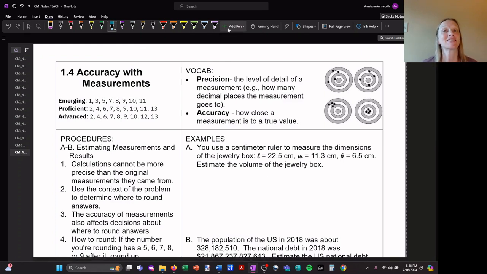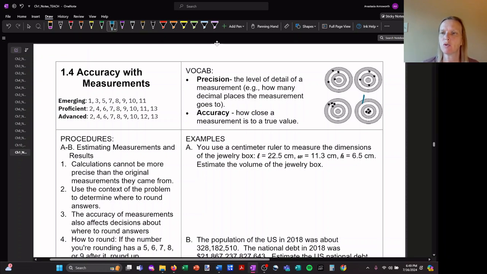Hi, folks. In this next lesson, we're going to focus on accuracy and precision. These two words are often confused by students, but they do have separate, distinct meanings, and this is especially important when you're dealing with science.